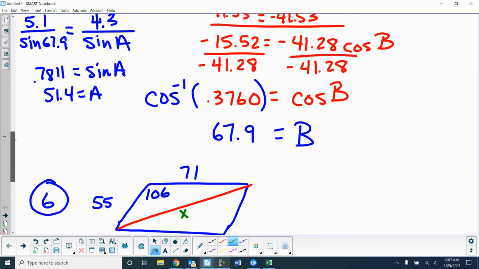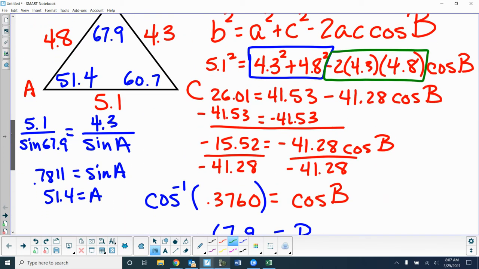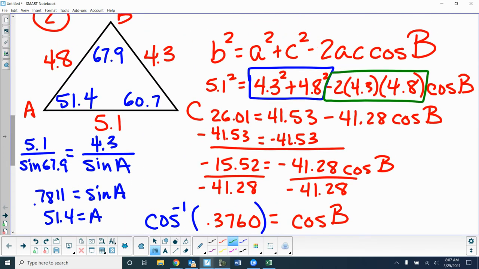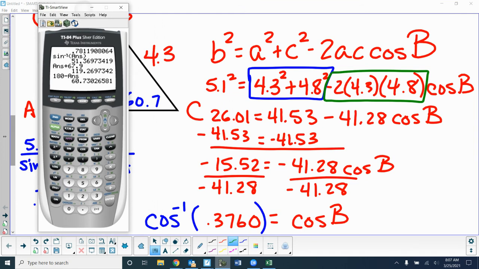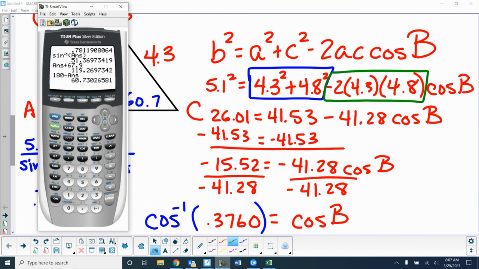All right, so number 2 is one of those, right? Okay, you understand how we get to here or no? Yeah. Okay, so when you get to this point, there we go. So you got that decimal, 0.3760, after you did all the work, okay?